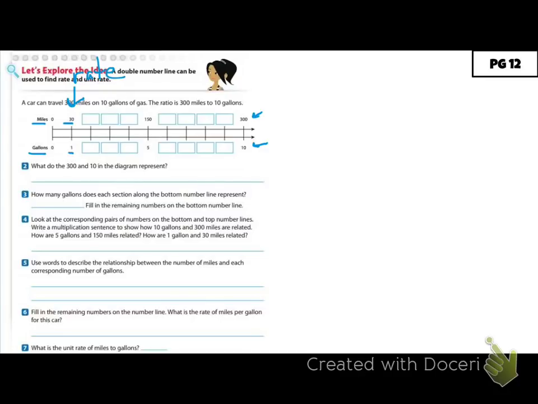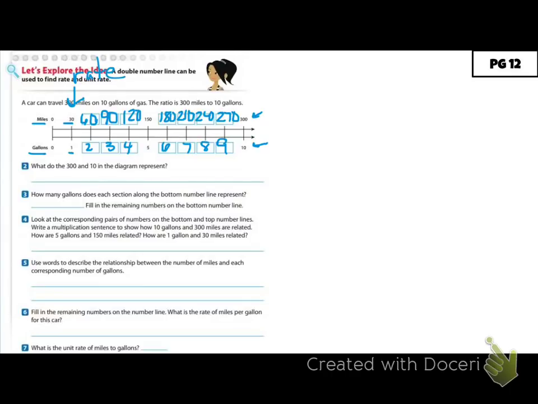Then we can fill in our chart. We have 10 spaces here, so we're going up by 1 on each one of these. Up at the top, if I know that for every gallon I'm going 30 miles, that means I'm going to be going up by 30 each time. So if I go up 30, it would give me 60, then 90, then 120, 150, 180, 210, 240, and 270, and then our 300. So then I filled in my double number line.